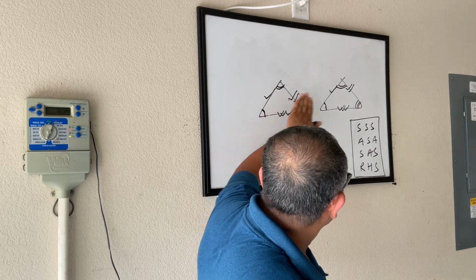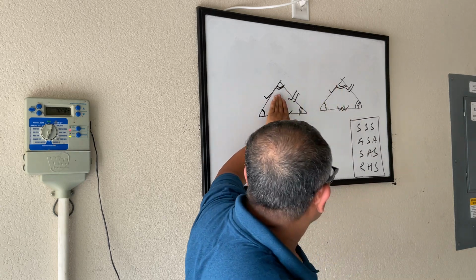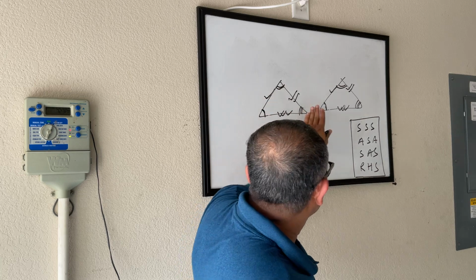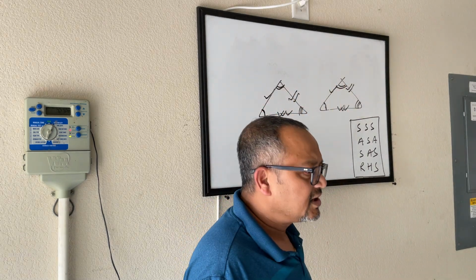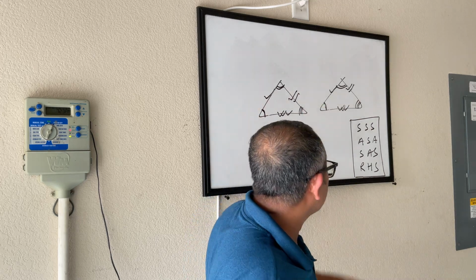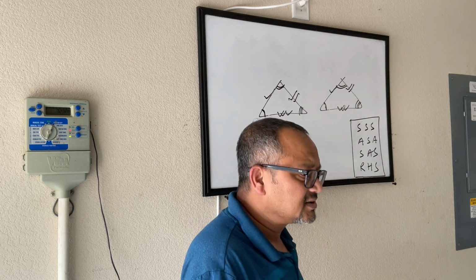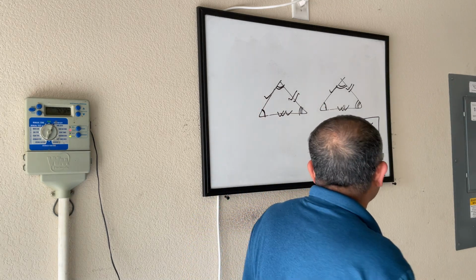What I said was, the easiest way to find out congruence between two triangles is every property has to match, every side, every angle has to match. That is just too much. 3 sides and 3 angles, if you have to compare every time, that's too much hard work.